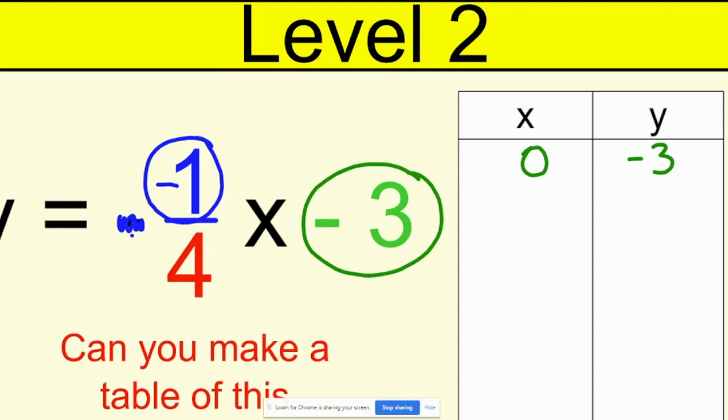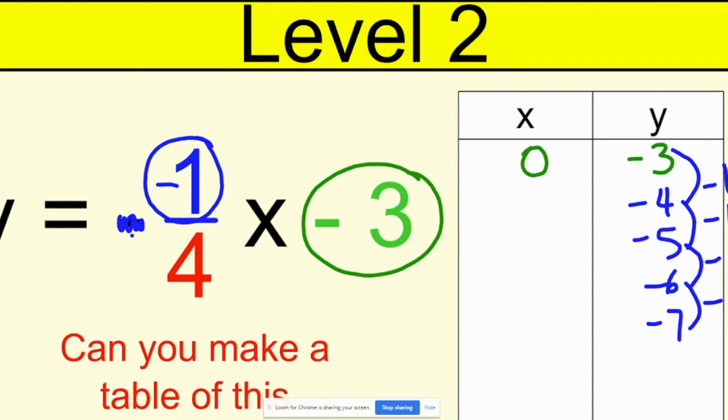changing by negative 1. So from right here, I'm going to go down 1, which makes me go to negative 4. Then I'm going to go down, which makes negative 5. Then I'm going to go down 1, negative 6, and down 1, negative 7.